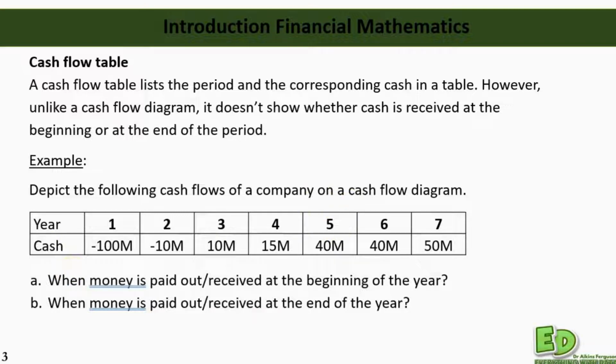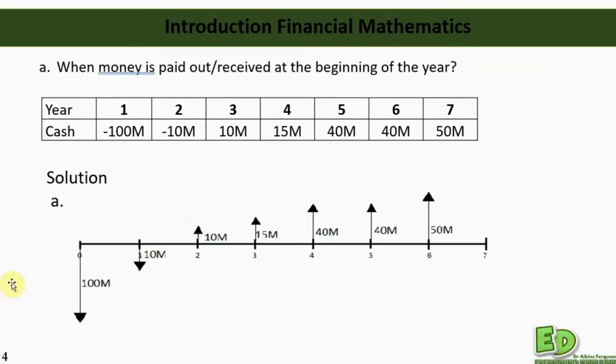So this is how we represent it on the cash flow diagram, taking note of the number of years and then the inflows and outflows. So this is when money is paid out or received at the beginning of the period or the year. So year one, we said beginning of year one, represents this negative 100 million, which is a cash outflow at the beginning of the year. So beginning of year one is 0. It's an outflow, so it goes down like this. The arrow shows down, representing a cash outflow.